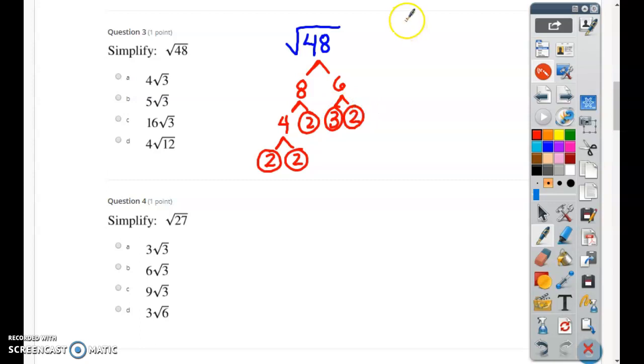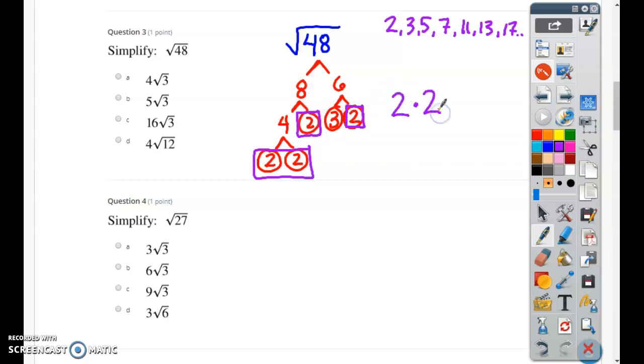Write these down. The prime numbers are 2, 3, 5, 7, 11, 13, 17, and so forth and so on. Okay? I have a pair of 2's and another pair of 2's that can come outside. So I take one out, and then I take another one out, and then this 3 stays inside. Okay? So that gives you 4 square root of 3. I have a trick. Do you want to learn the trick?